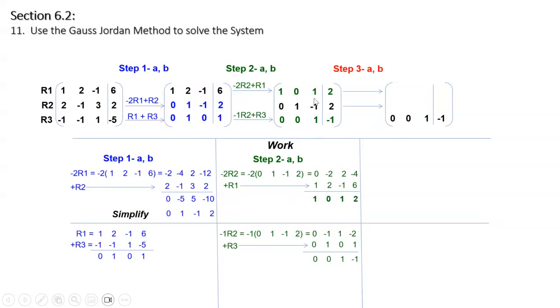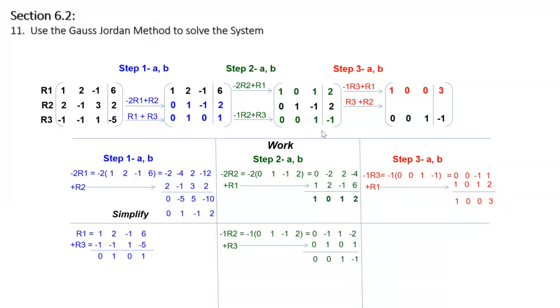Okay, so to eliminate the 1 in row 1, I need to multiply -1 times row 3 and add it to row 1. And to eliminate the -1 on the second row, third column, we just add these two. We add row 3 plus row 2. And here's my work. Plus row 1. It's going to give us 1, 0, 0, 3. That's my new row 1.